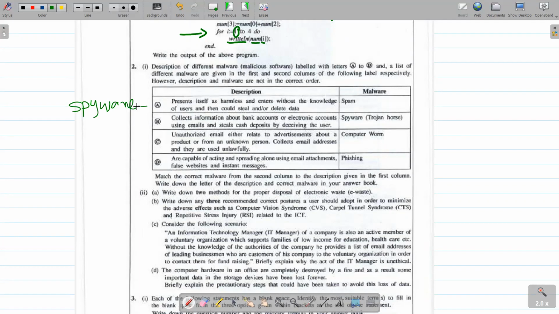Collects information about bank accounts or electronic accounts using emails and steal cash deposits by deceiving the user. Yes, that's what we call phishing. The unauthorized email either related to the advertisements about the product or from an unknown person. Collect email addresses and they are used unlawfully. Yes, so that can be taken as the spam.